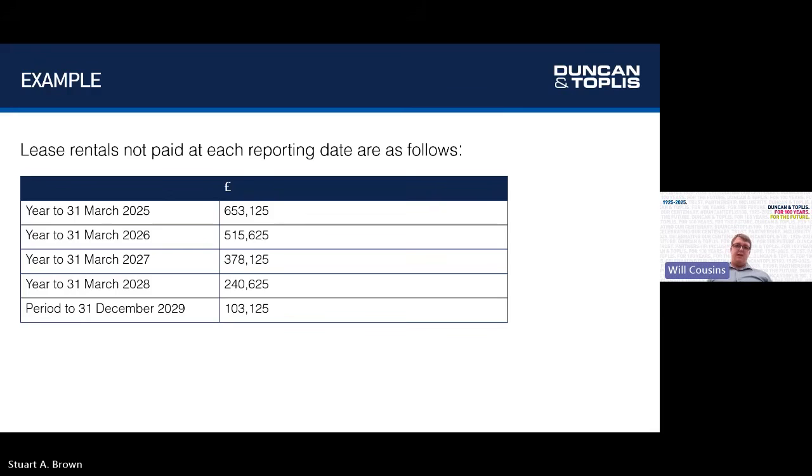So just an illustration of what's unpaid. We've started with the 687,500. We've had the 3 months to March 25, and then each year thereafter we've paid the 137,500, right up to the period to December 29, where we've only got the 9 months because we've had the 3 months in the March 25 year.